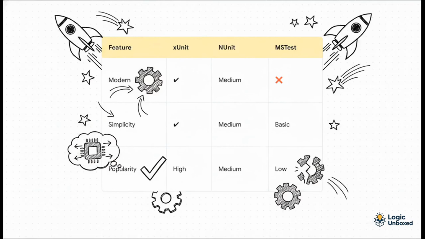Now, you've probably heard of other frameworks, right? Like NUnit or MSTest. But xUnit really stands out, and it's for two big reasons: its modern design and its laser focus on simplicity. Because of that, its popularity has just exploded. It's basically the standard choice for most new .NET projects these days.